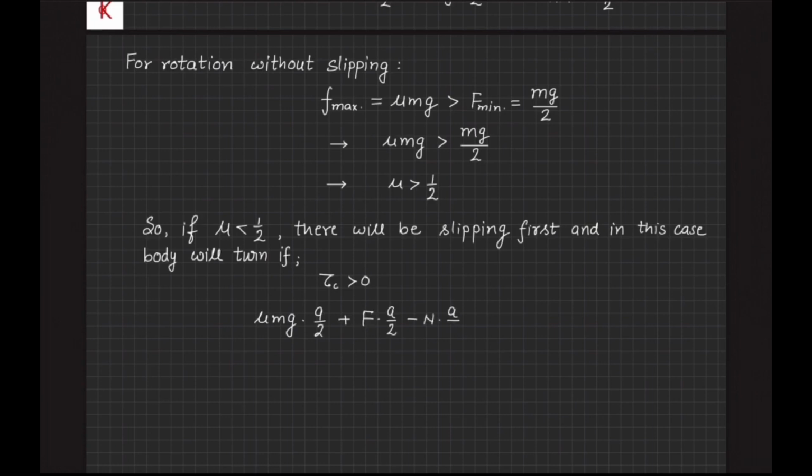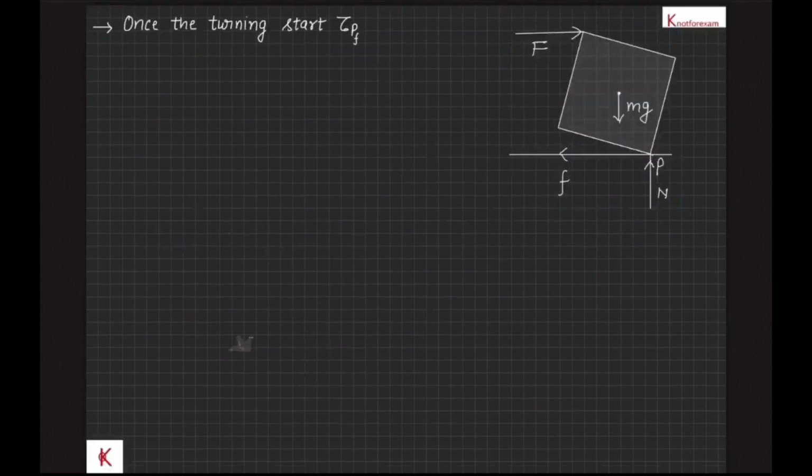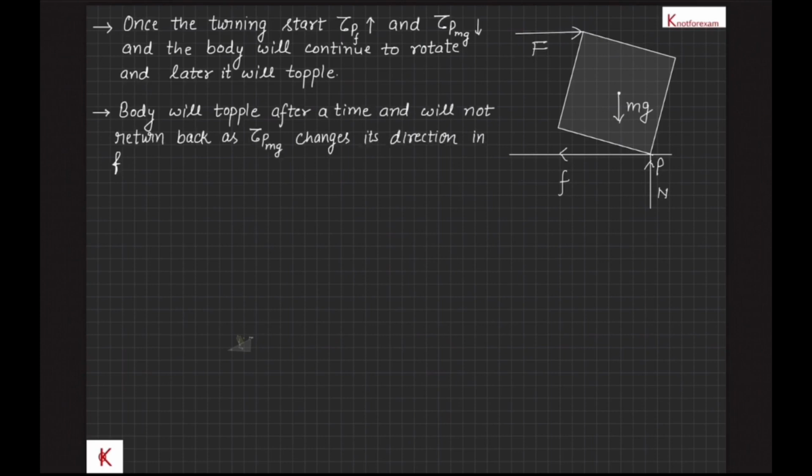That is mu mg into a by 2 plus F into a by 2 minus N into a by 2 greater than 0, or mu mg plus F minus mg greater than 0, or F greater than mg(1 minus mu). Once the turning starts, torque of force F about point P increases and torque of mg about point P decreases, and the body will continue to rotate and later it will topple. Body will topple after a time and will not return back as torque of mg about P changes its direction in favor of toppling when line of action of mg crosses the edge.